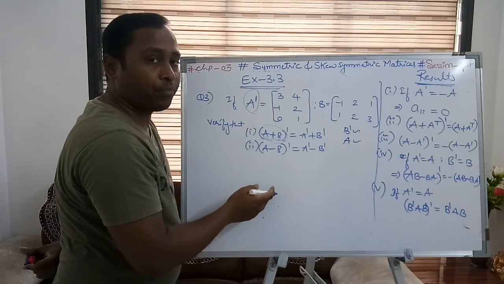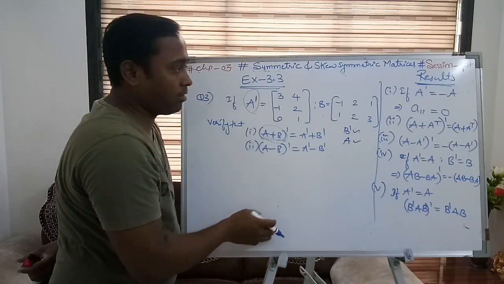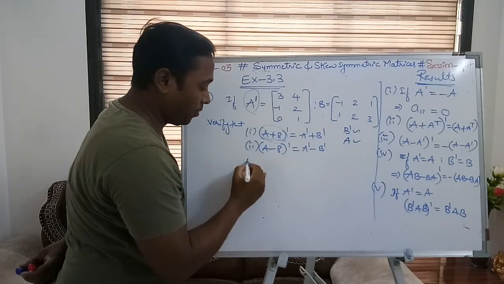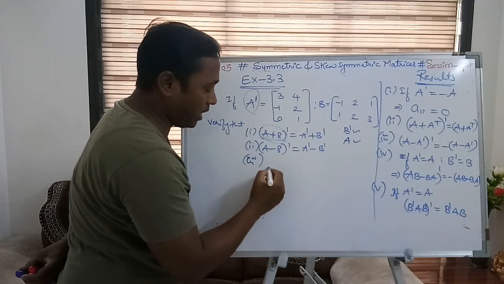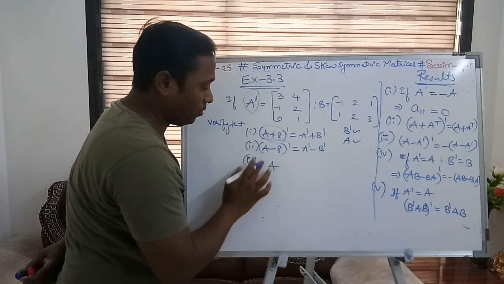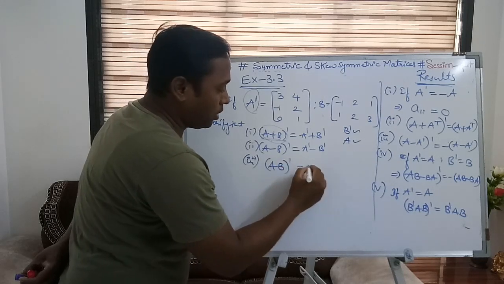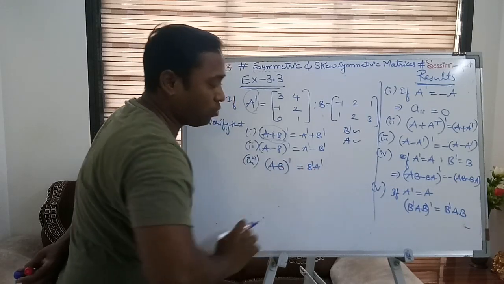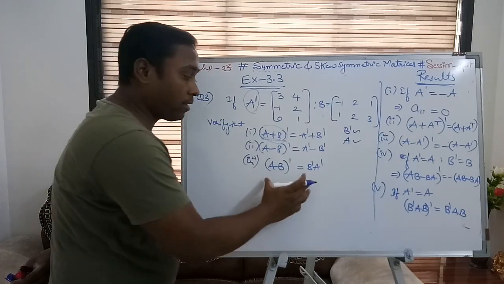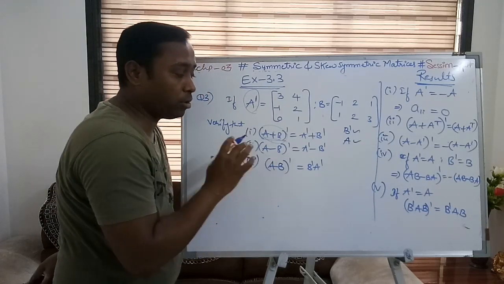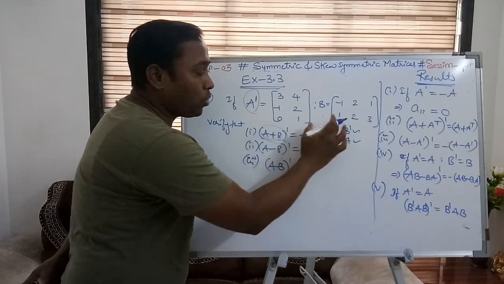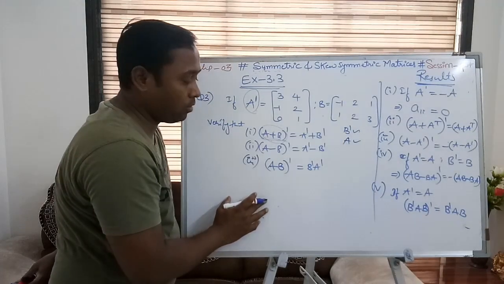I may also add so many parts in the same question. I may also ask to verify that (AB) whole transpose is equal to B transpose into A transpose. But before asking this question, I must ensure that their product is possible or not.